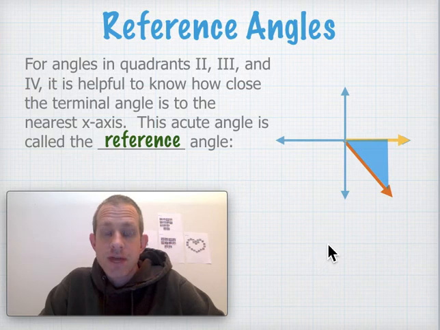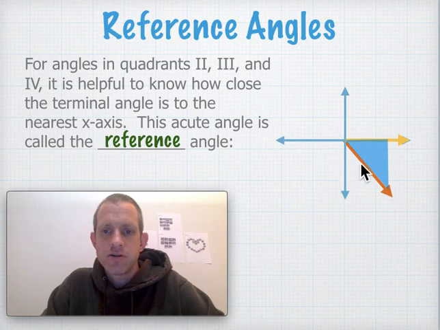Here's an example of an angle in quadrant 4, and so this looks like it might be 310 degrees or something like that. And so if we wanted to know what its reference angle is, we would have to subtract from 360 the 310 that we got here. And so 360 minus 310 is 50, and so this would have a reference angle of 50 degrees.